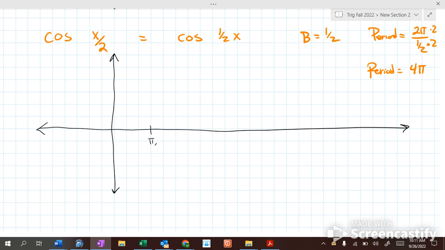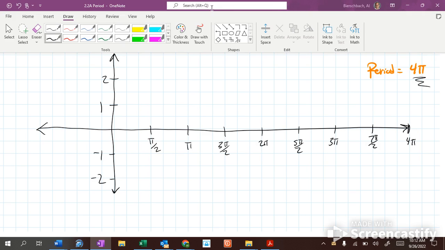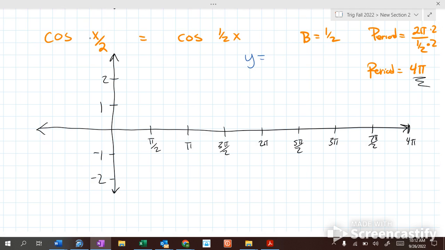So again, I'm only going to go to 3 to get to pi over 2 instead of 12 spaces. Why? Well, I got to get all the way out to 4 pi somehow, so I got to kind of conserve room a little bit. Okay, so first I'll graph y equals cosine of x. Y equals cosine of x starts at 1, goes to 0, goes to -1, goes to 0, goes to 1.